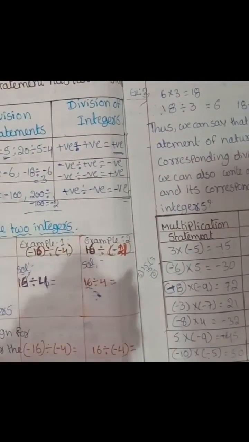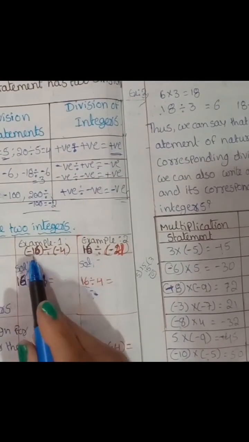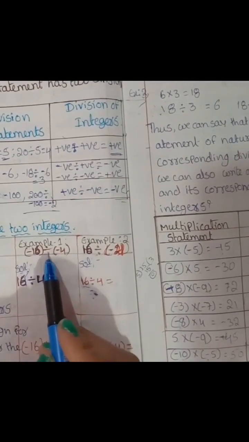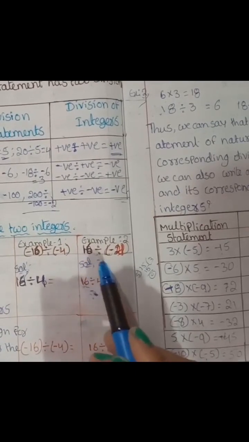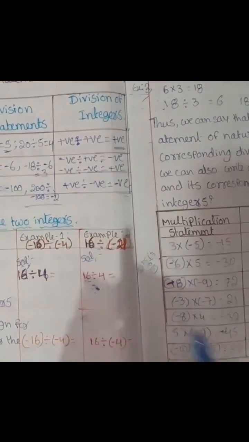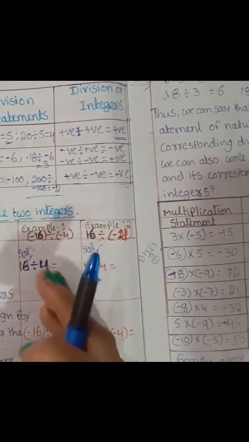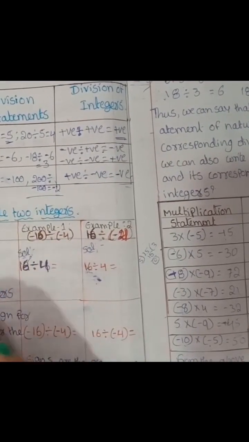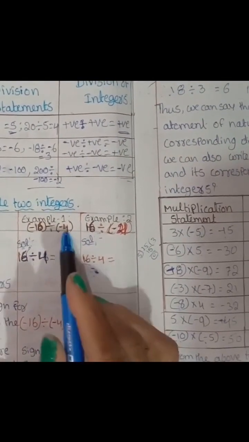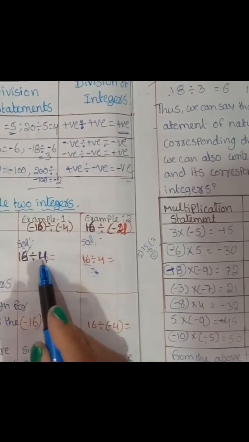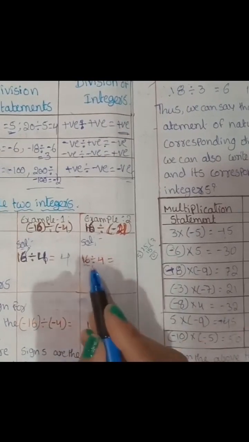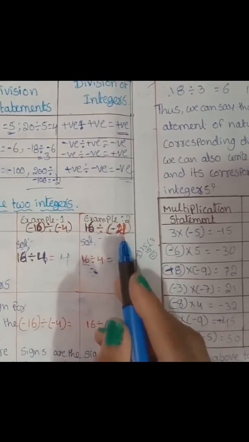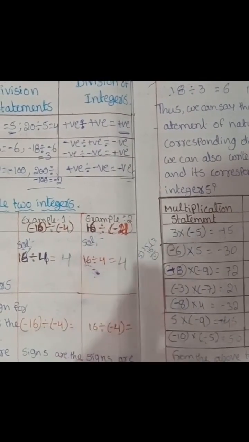Are you okay? Remove the minus sign. For example, example 1 is minus 16 divided by minus 4, and example 2 is 16 divided by minus 4. Both are examples. First remove the signs; absolute value means removing the signs in front of numbers. So 16 divided by 4, what's the answer? 4 only. And here also, remove the sign from 16, so this is also 4 only.